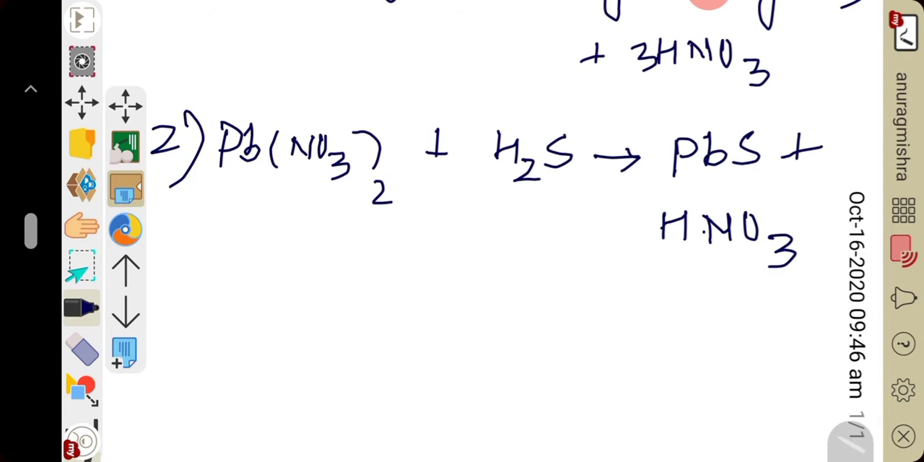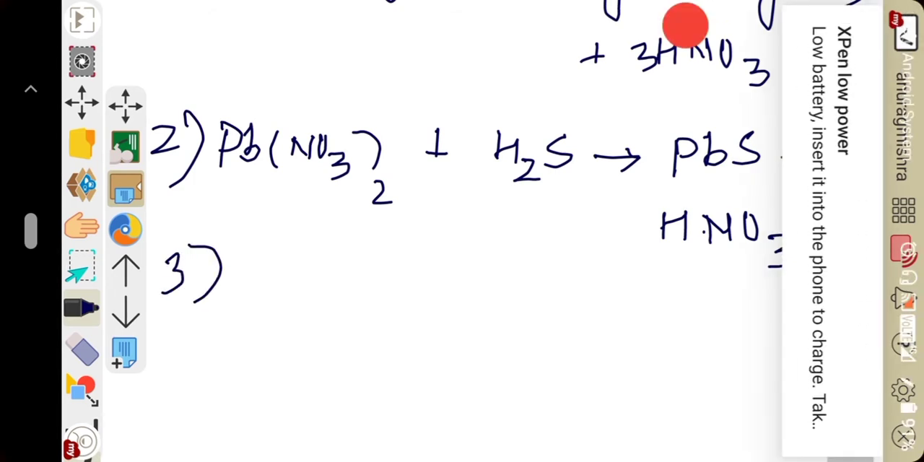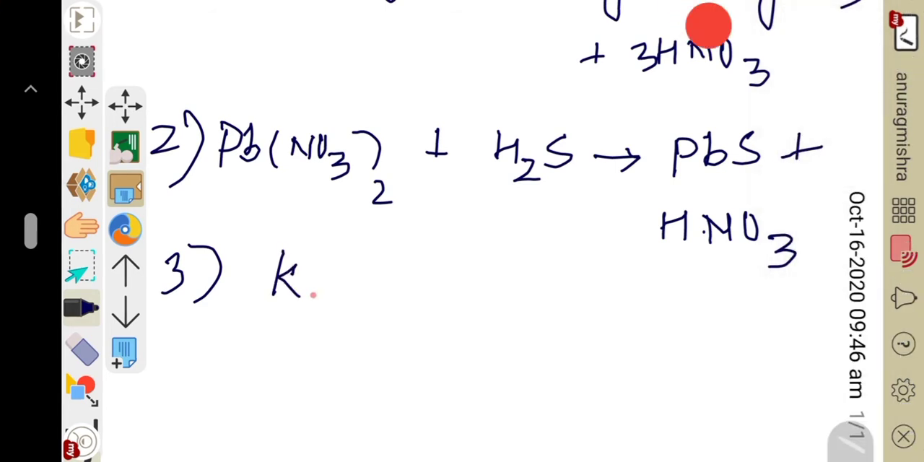Okay. In the third step, we will pass hydrogen gas through caustic potash solution, KOH solution. We will pass it through KOH solution. So KOH solution removes sulfur dioxide and carbon dioxide along with oxides of nitrogen from the hydrogen gas.